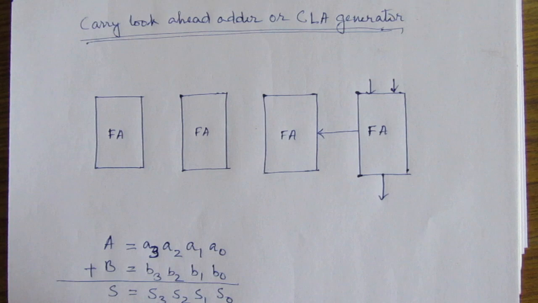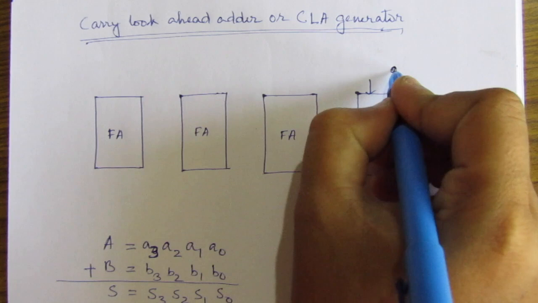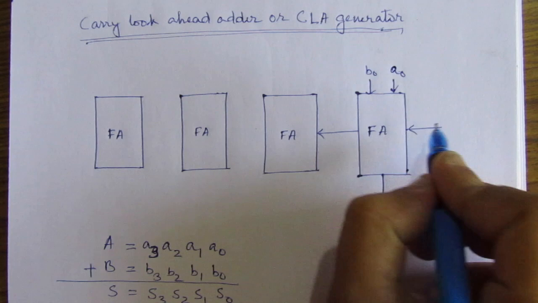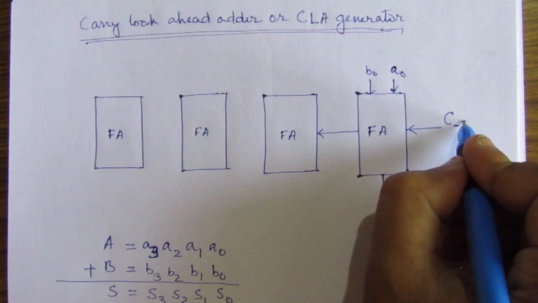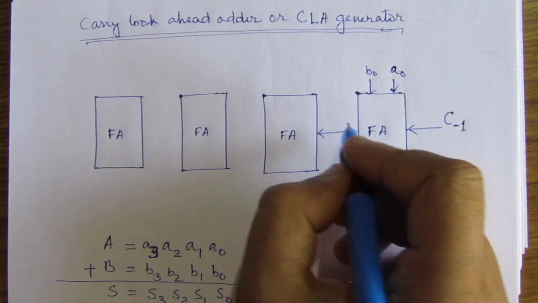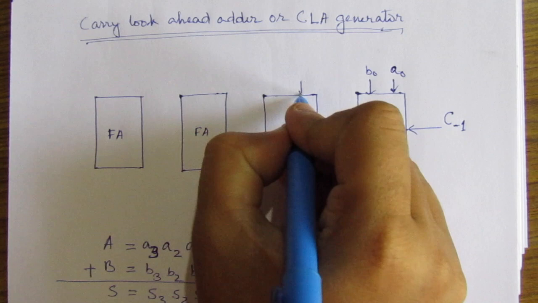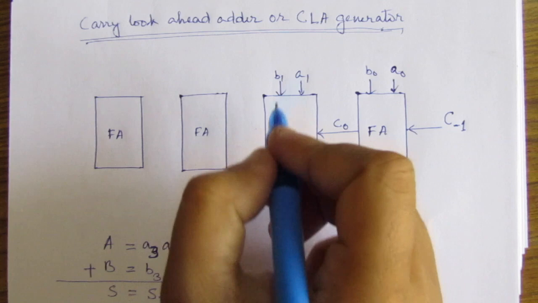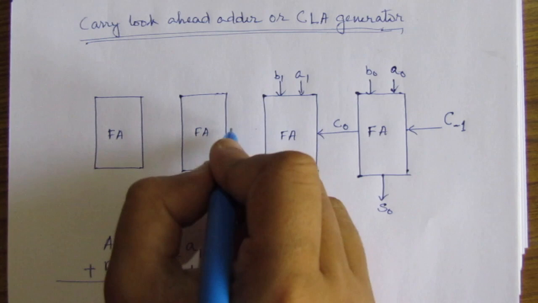And we will also get a carry. A0, B0. Then we have a carry input. That means here we are writing 0, therefore C minus 1. That means it is from the previous stage. And we have sum S0 and carry C0. In the second stage we have A1, B1 and sum S1, carry C2.